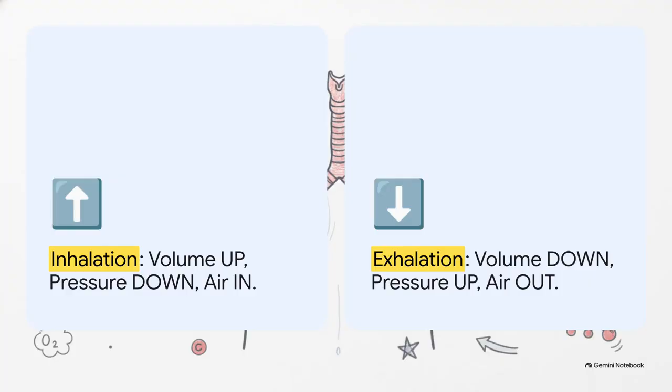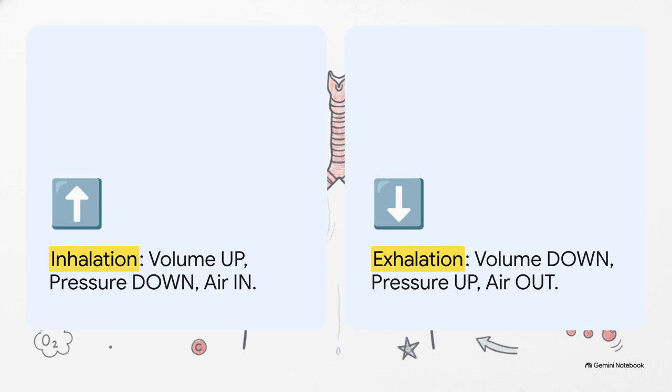I want you to take a deep breath in right now and just notice your own chest expanding. This is the rule of opposites in action. During inhalation, your chest volume goes up, and according to the laws of physics, when volume increases, pressure decreases. Because the lung pressure is now physically lower than the air pressure outside your body, air just rushes right in. For exhalation, the exact opposite happens. The volume of your chest cavity goes down, which forces the pressure up, literally pushing the air out.